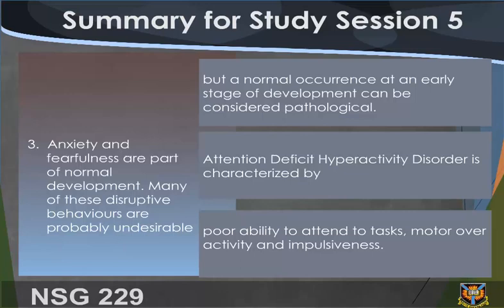Many of these disruptive behaviors are probably undesirable, but a normal occurrence at an early stage of development can be considered pathological. Attention deficit hyperactivity disorder is characterized by poor ability to attend to tasks, motor overactivity, and impulsiveness.